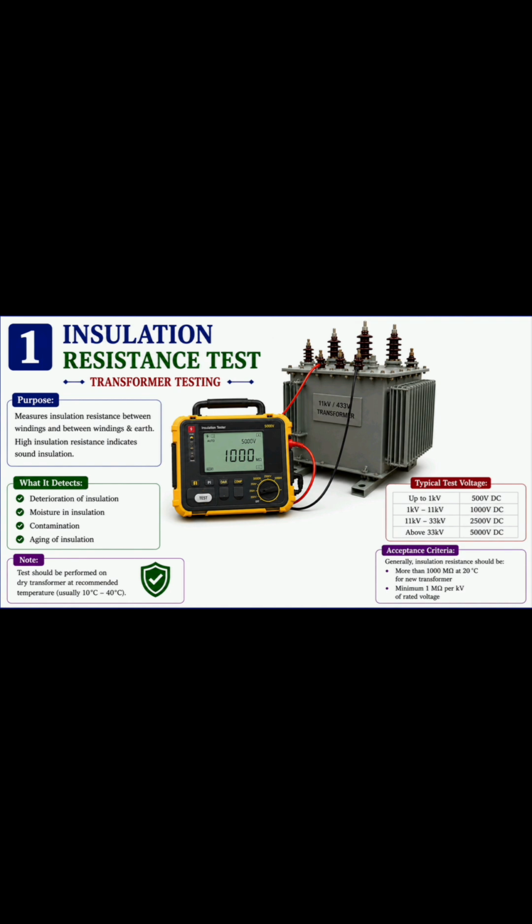Procedure. Disconnect transformer from supply. Ensure transformer is isolated. Connect Megger leads properly. Apply DC voltage of 500 V, 1000 V, 2500 V, or 5000 V depending on transformer rating. Record insulation resistance value after 1 minute. Acceptance value: a higher IR value indicates healthy insulation. Typical minimum values depend on transformer voltage class.